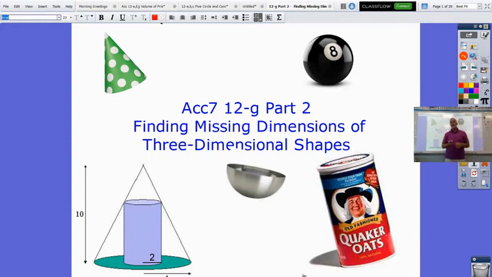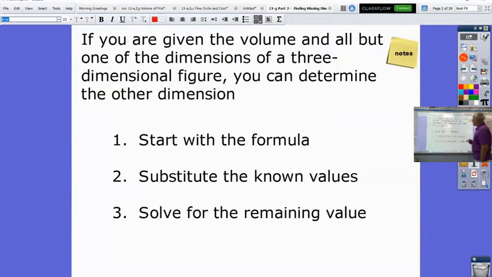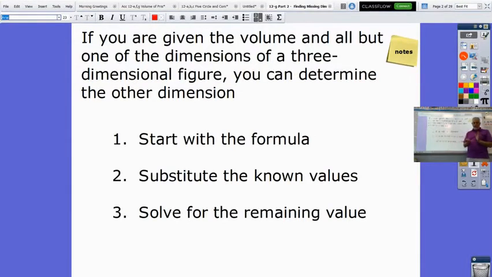All right, so we are going to be finishing up our discussion here of three-dimensional shapes with finding missing dimensions from three-dimensional shapes. If you're given the volume of a three-dimensional shape, you can find the missing dimension. Or you're given the height of the cylinder, you can find the radius, or if you're given the length and width of a prism, you can find the missing dimension. You start with the volume formula, substitute in your known values, and then solve the equation for the missing value that you were looking for.